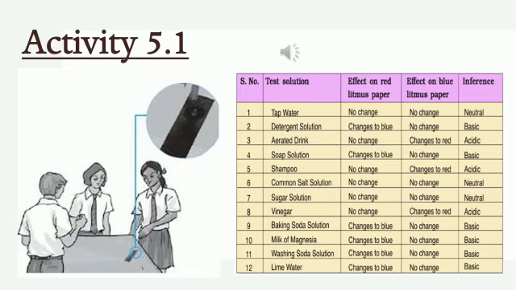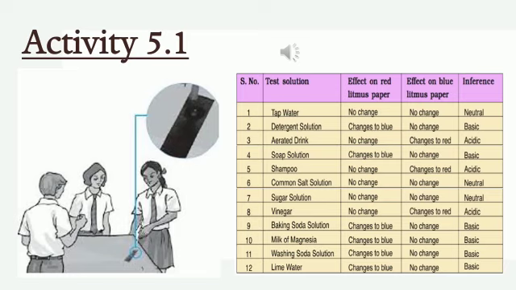Now, in the same way we can perform this activity with other substances like tap water, detergent solution, aerated drink, soap solution, shampoo, common salt solution, sugar solution, vinegar, baking soda, milk of magnesia, washing soda solution, lime water. With all these, we can conduct this experiment and we need to record the observations. After performing the activity with the above substances, we can predict the observations like this.